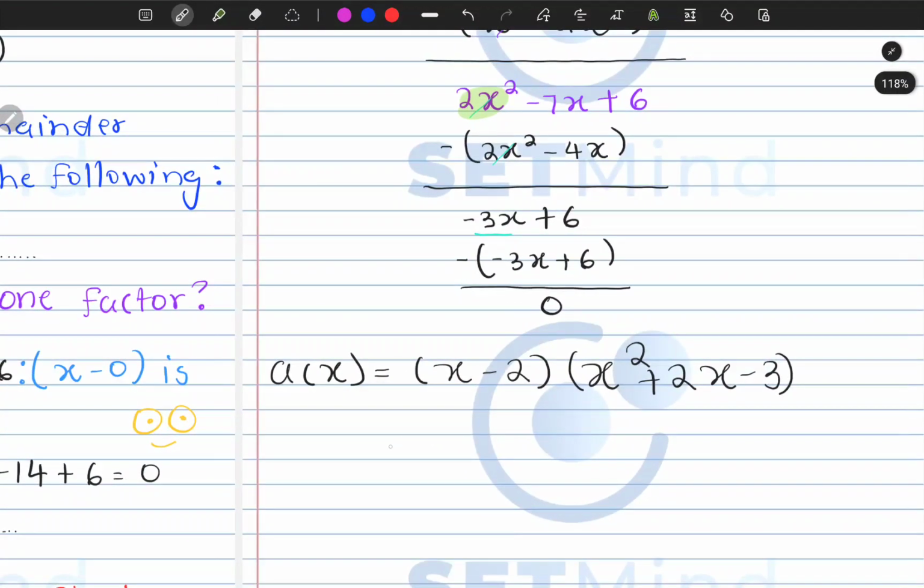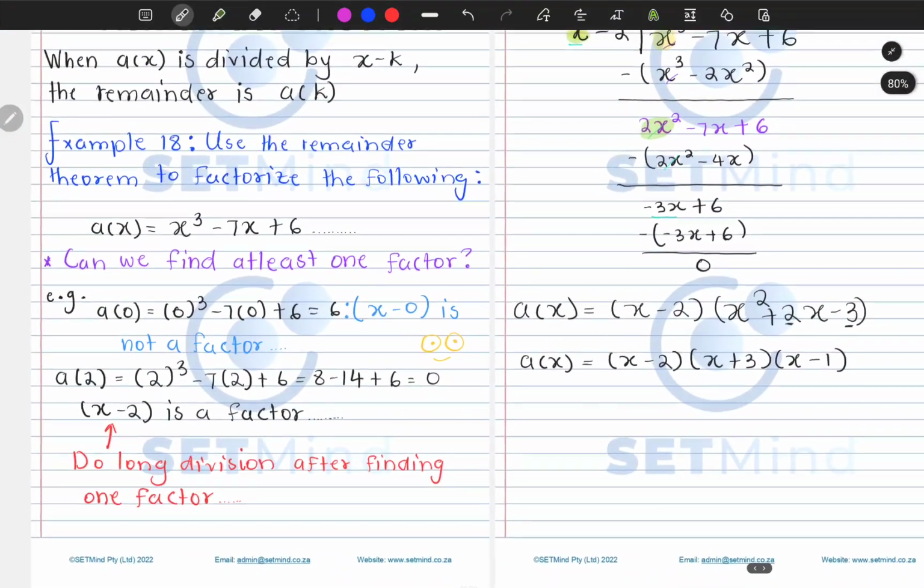So I can further split this apart and have a of x equals x minus 2, open bracket, two numbers. When I multiply, I get negative 3. When I add them, I get positive 2. If you think carefully, that is x plus 3 and x minus 1. So that is my function factorized.